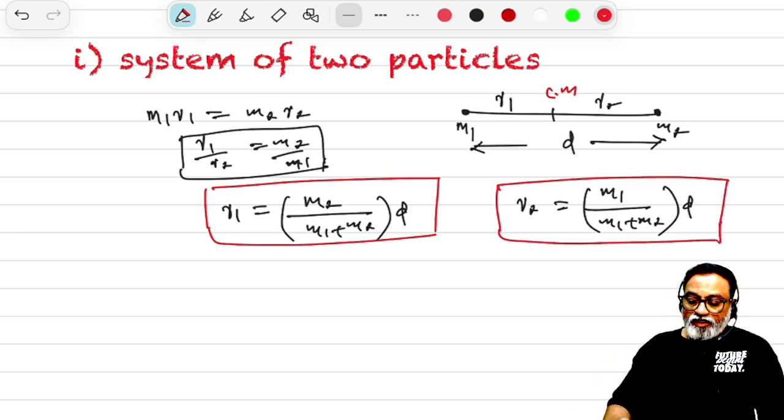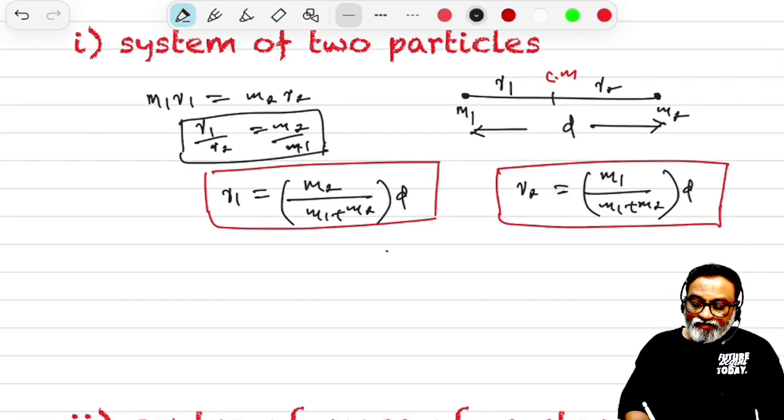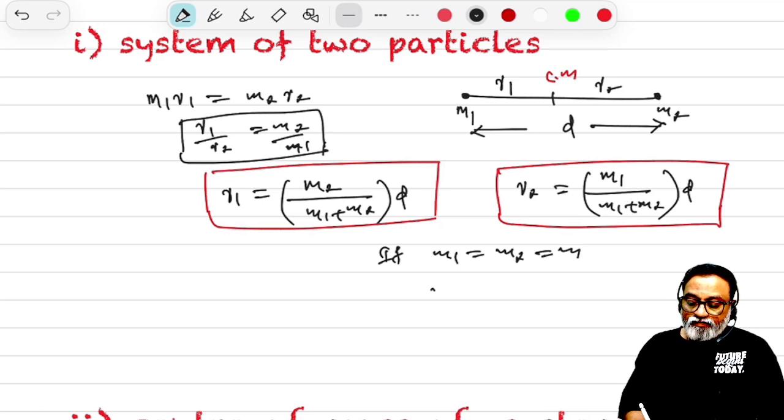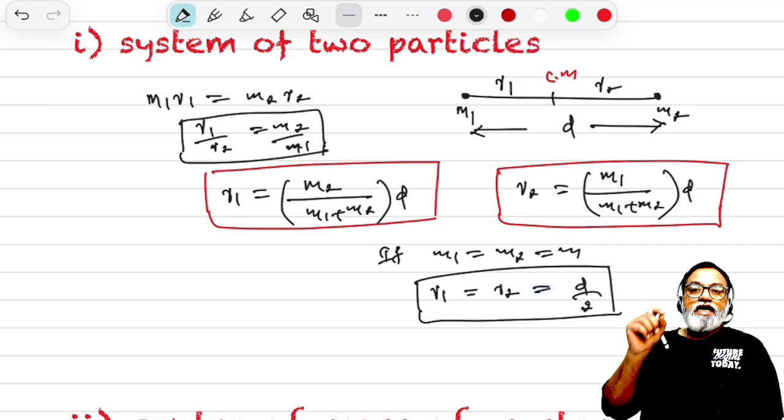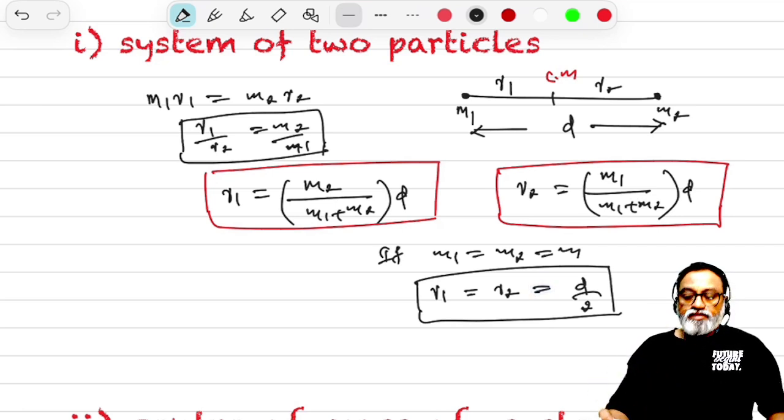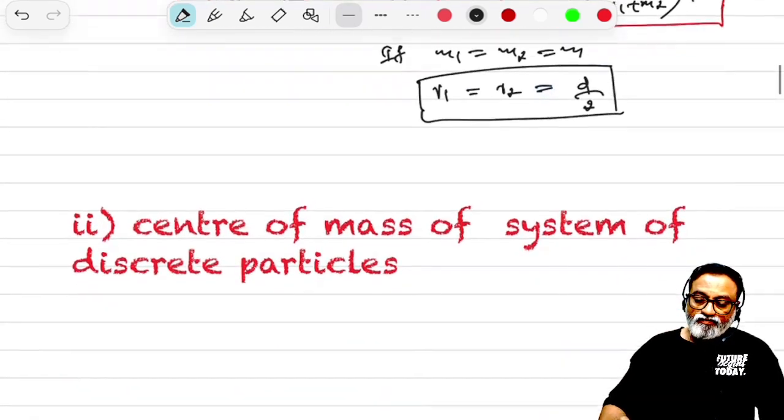For example, if two bodies have equal mass, if M1 is equal to M2 is equal to M, then R1 is equal to R2 is equal to D by 2. Therefore, for equal masses, center of mass is at the center of the line joining the two particles. This is a system of two particles.